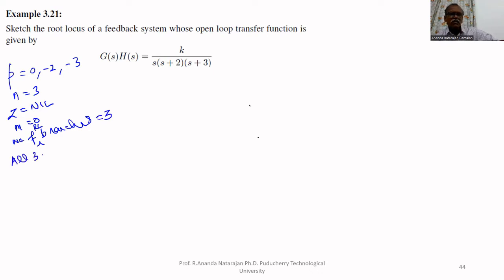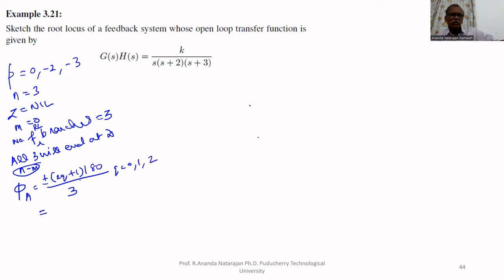All 3 will end at infinity because n minus m branches will end at infinity. M equal to 0. Therefore, all 3 will end at infinity. Therefore, they will go to infinity at an angle phi a, that is equal to plus or minus (2q plus 1) multiplied by 180 divided by n minus m, that is 3, when q equal to 0, 1, 2.